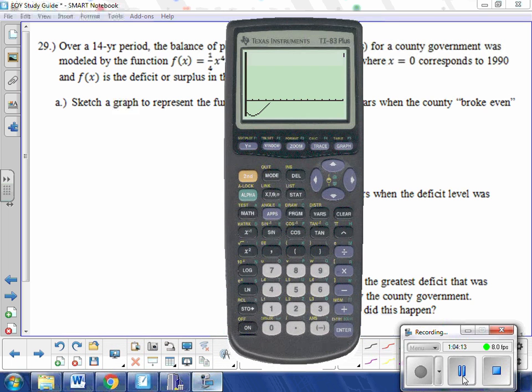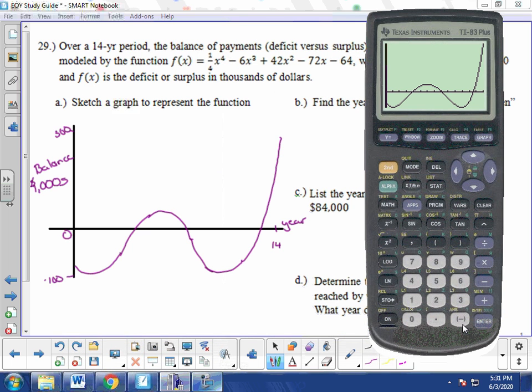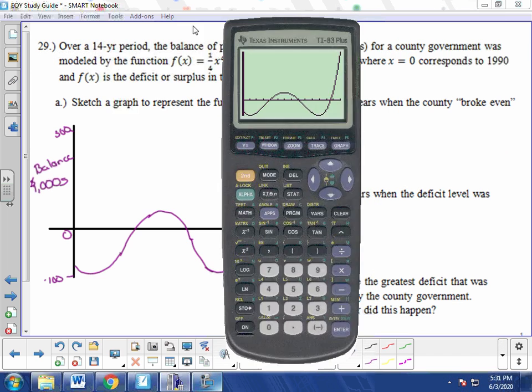So here I have my graph and representation. It's not perfect, but it gives me a good idea of what the picture looks like. Notice I put in, again, labels for the x and y axis. I put in some numbers like the minimum and maximum point on my y-axis and my minimum and maximum point on my x-axis. In B, it says find the years when the county broke even.